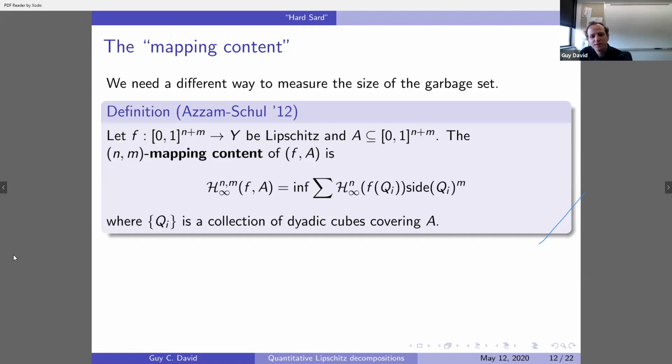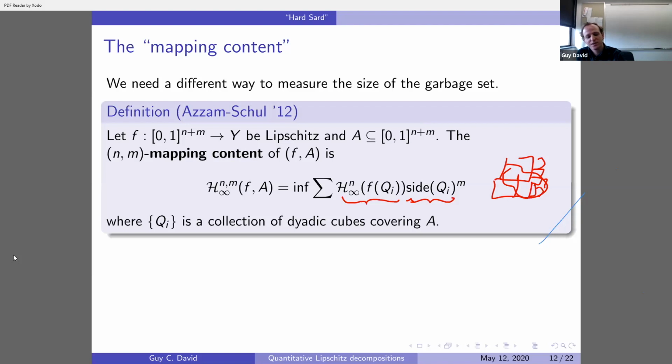So you take the infimum over all coverings of your set by dyadic cubes. Okay, so you have your set here, and you kind of cover it however you like by dyadic cubes. Okay, and then you add up the n-dimensional content of the image of that cube times the side length of that cube to the power n. So it's a kind of thing that mixes the outputs and the target and the domain. And so this is this quantity.